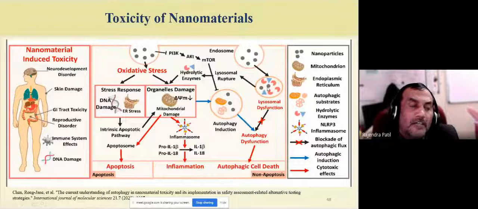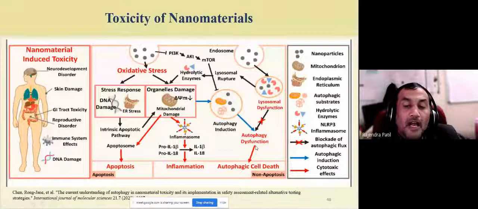This lysosomal entity fuses with the Golgi complex and degrades the content. So when this nanomaterial appears in the lysosomal part of a cell, those lysosomes go into autophagy and dysfunction. The cell tends to go to death. There are some nanomaterials that induce lysosomal rupture through the release of hydrolytic enzymes.